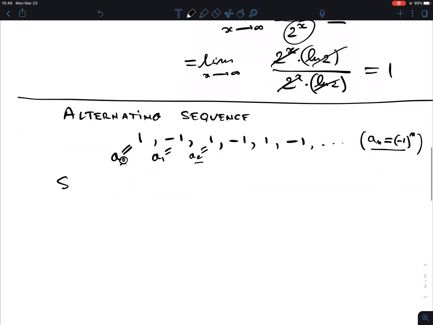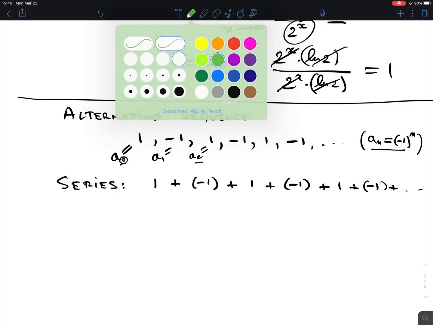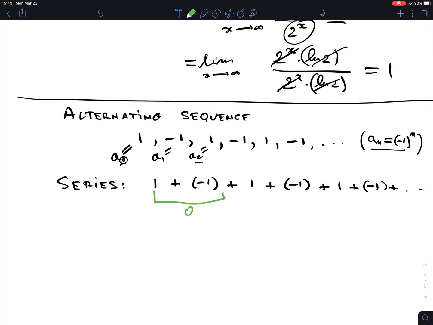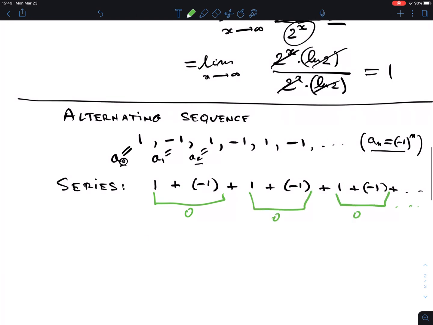Let's look at the series. So what do we get if I do the series here? I get 1 plus minus 1 plus 1 plus minus 1 plus 1 plus minus 1 plus dot dot dot. Oh, I see the value. You say, look, it's easy, right? These two are equal to 0. These two cancel out to 0. These two cancel out to 0. So this goes on. The whole thing is equal to 0. There you are.